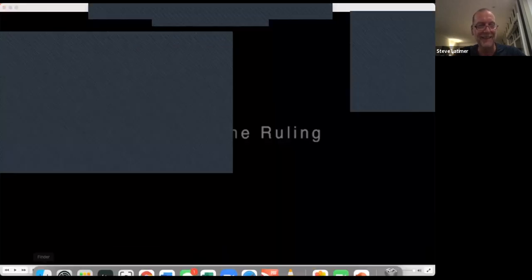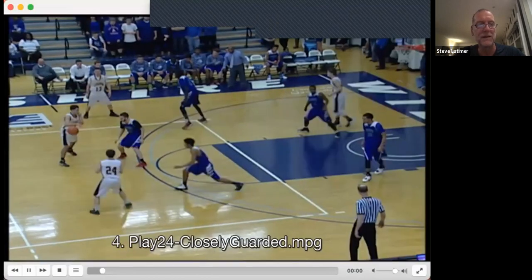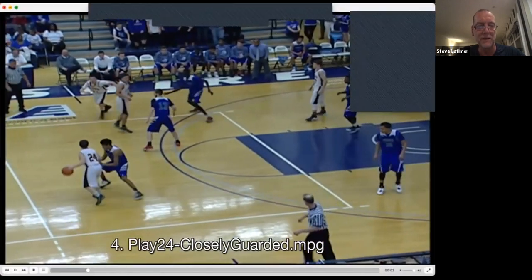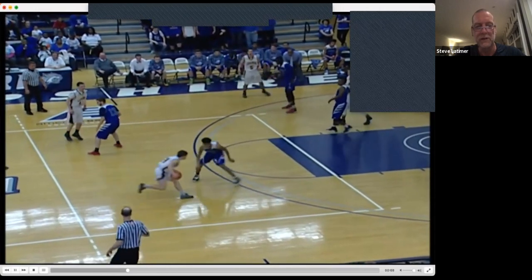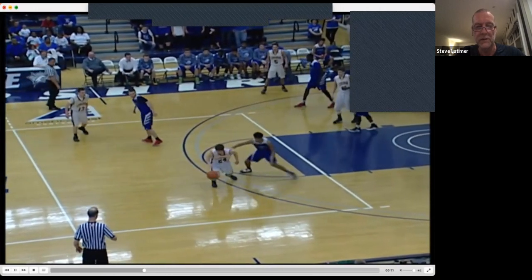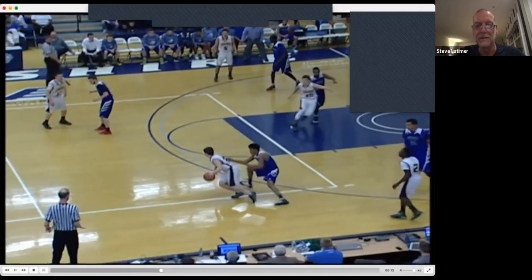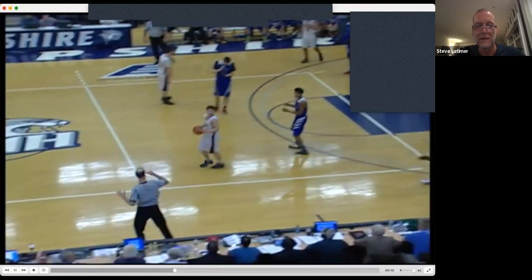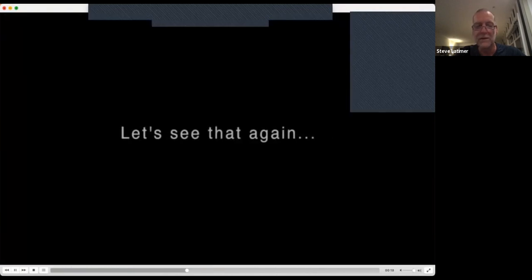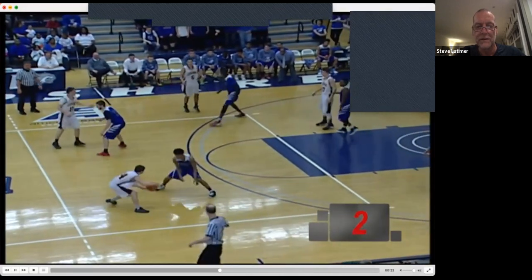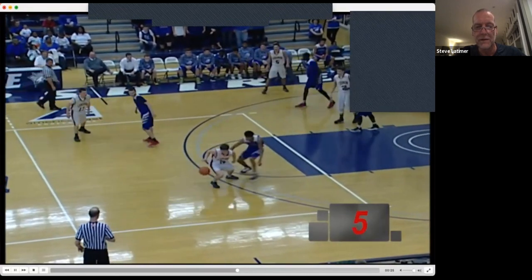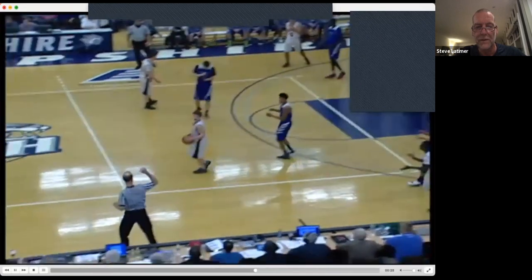I have one closely guarded clip. The center official in good position recognizes that this is a closely guarded situation. We actually have 2 trails, but not 1 center, but that's another story. The official begins his count using his right arm. Let's count with him. It appears that he signals 6 times and then signals a 5-second violation.